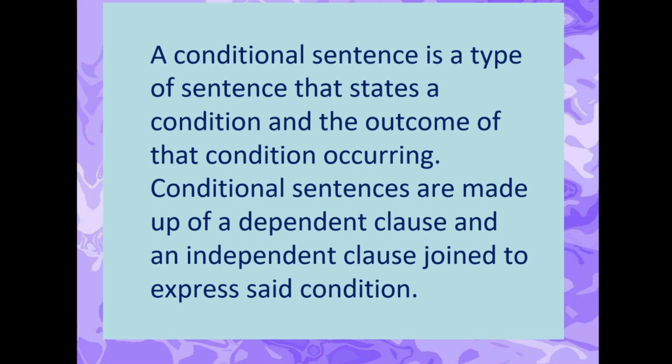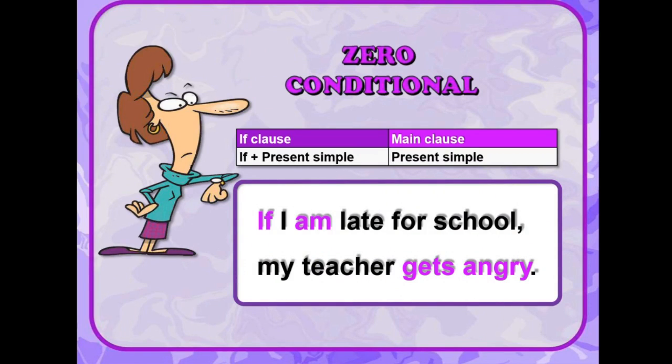All right, so let's go to the zero conditional. Here's an example: If I am late for school, my teacher gets angry. This is all presently happening. So if I am, so am is a present thing happening, right? It is in present tense. If I am late for school, my teacher gets angry. So it means that the main clause is also going to be in present tense.